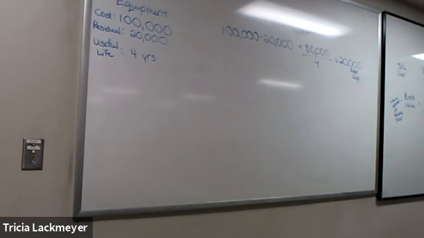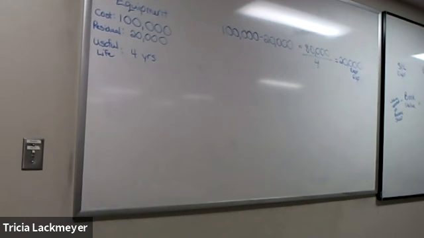Okay. So straight line is pretty easy, right? Cost minus residual divided by useful life in years. That gets me my depreciation expense. What do I debit and credit to recognize that depreciation expense? Depreciation expense and accumulated depreciation.